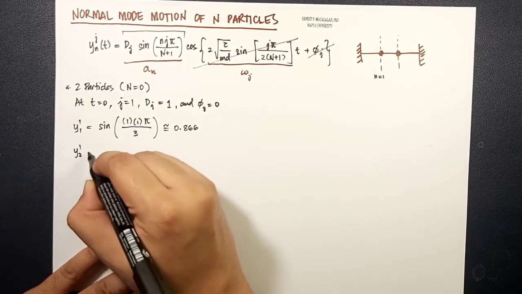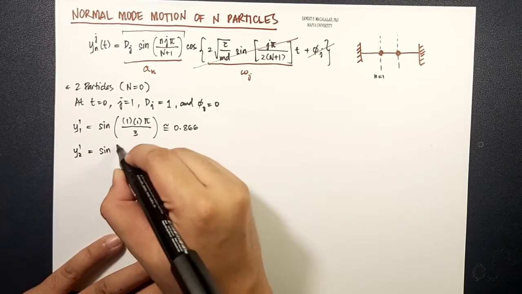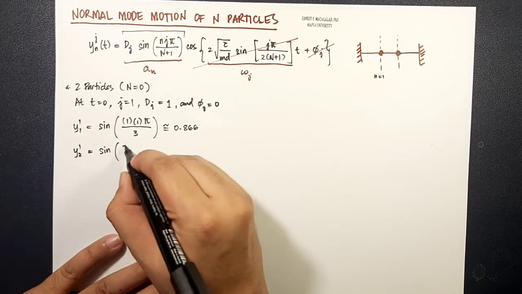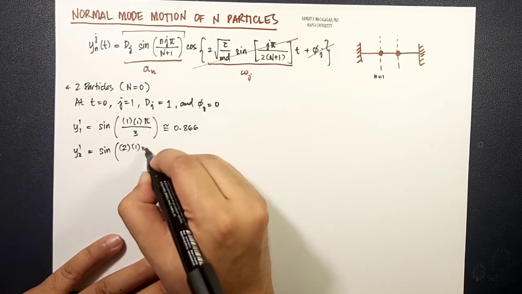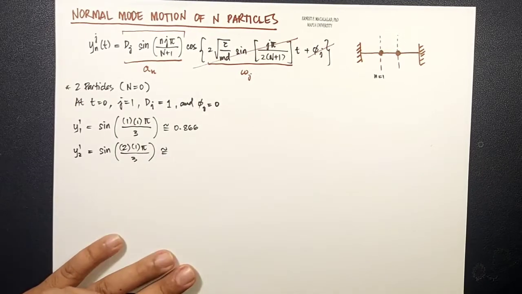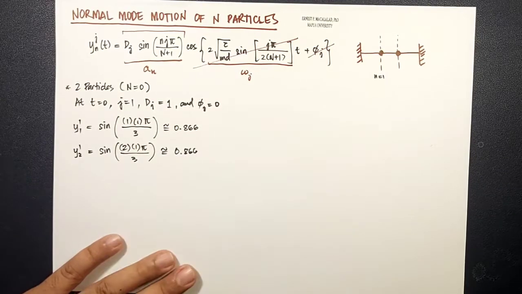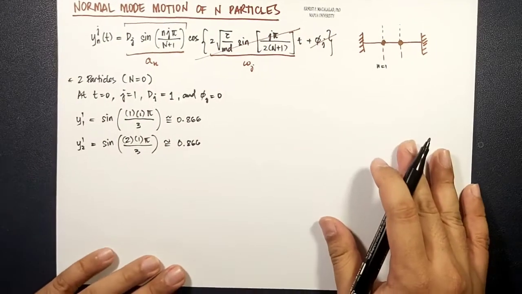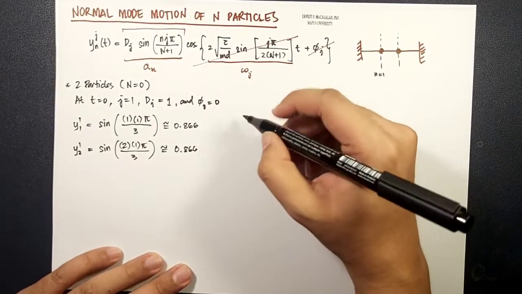For the second particle in the first mode, this will be sine of 2 times 1 times pi over 3, and this is also equal to 0.866. If we're going to draw this, it would look something like this.